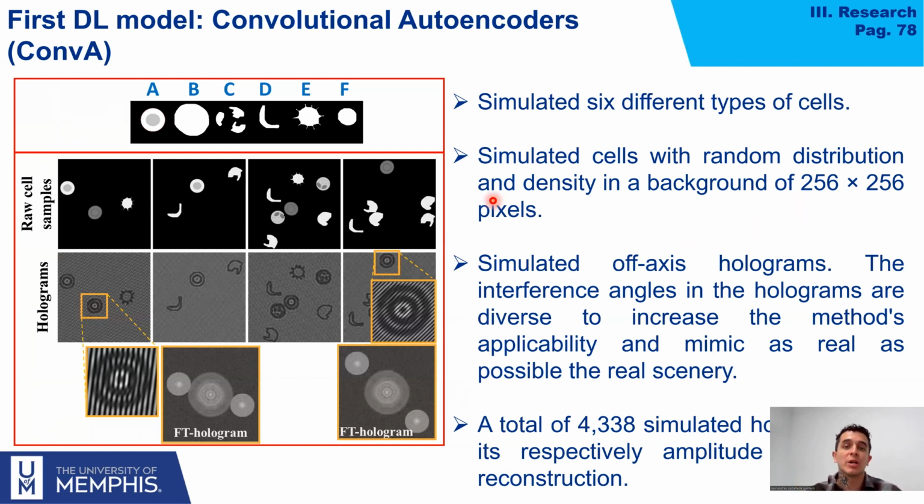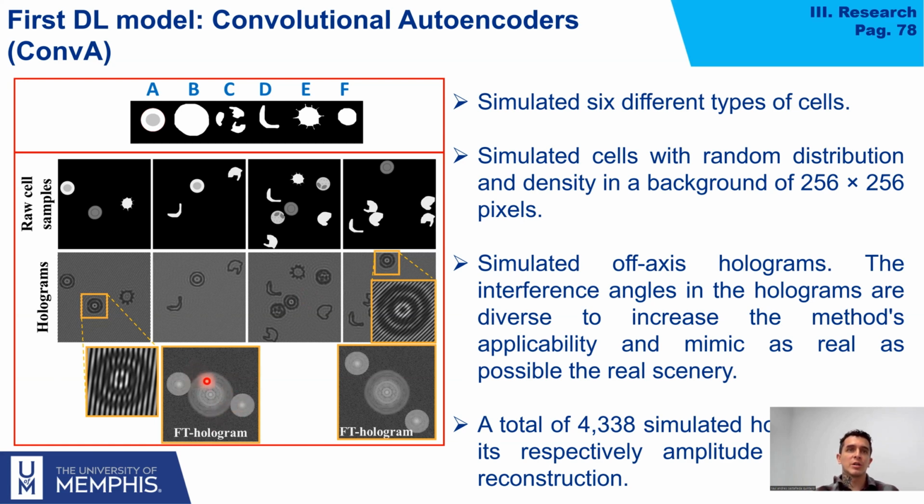For that reason, we simulated 6 different types of cells. The simulated cells have random distribution and density in a background of 256 by 256 pixels. So in some cases we have 3 cells, in other cases we have 6 cells or 8 cells, right? We simulate off-axis holograms, and the interference angle in the holograms is diverse in order to increase the method's applicability and mimic a real scenario as much as possible.